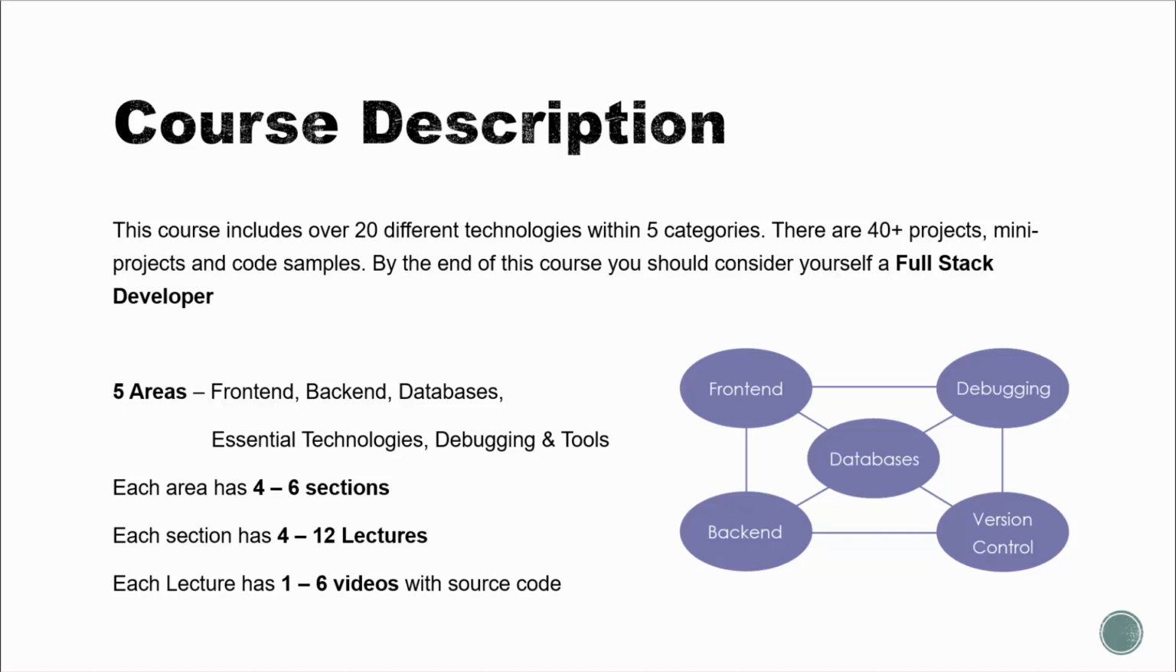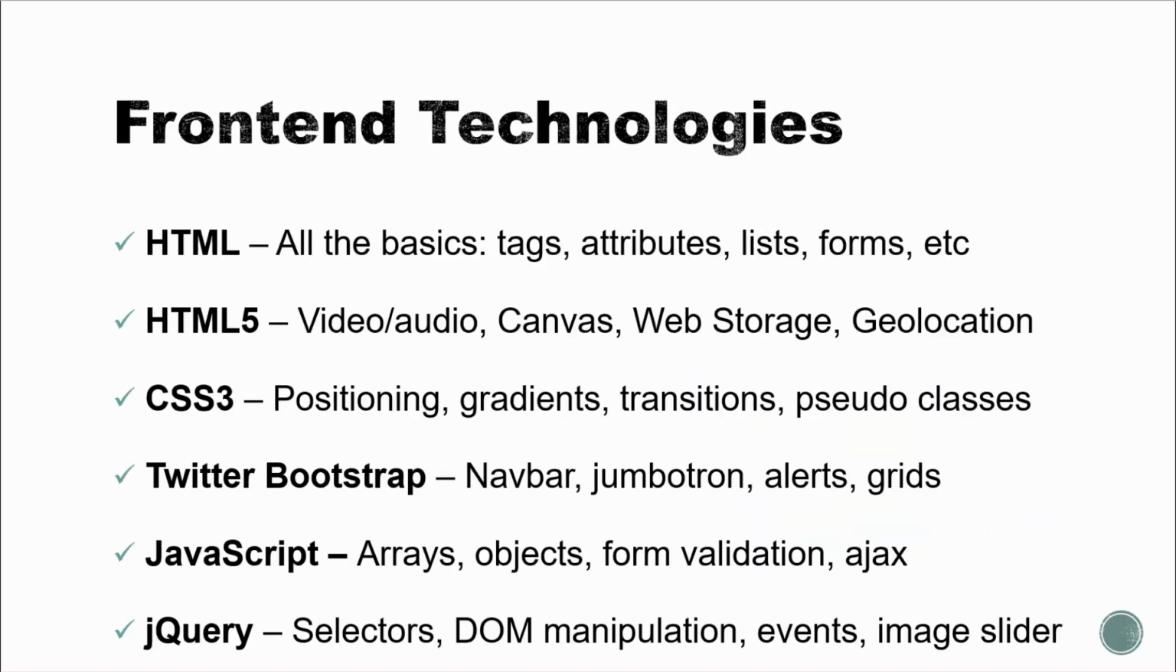Alright, so there's 5 areas or parts to this course. We have the front-end, the back-end, databases, other essential technologies, and debugging and tools. Alright, so each area has 4 to 6 sections, and then each section has 4 to 12 lectures. And a lecture can include 1 to 6 videos and also includes the source code that was used in that lecture. So now I just want to very quickly and briefly go over each technology, and I just listed some of the aspects that we'll be learning about in each one.